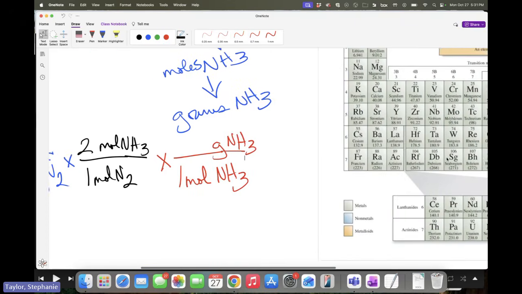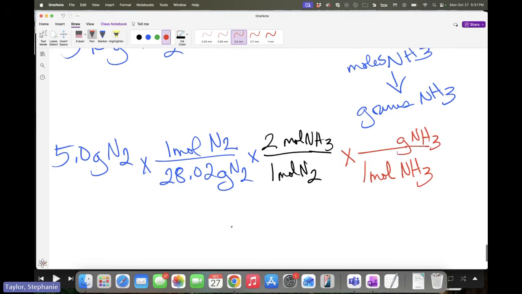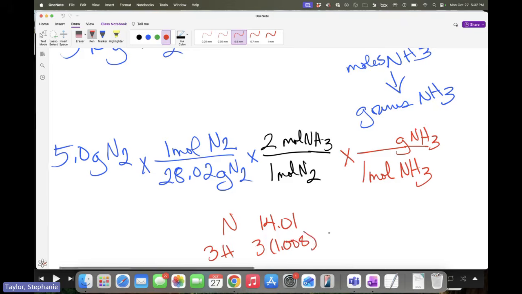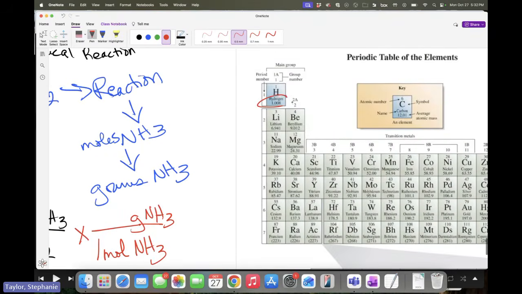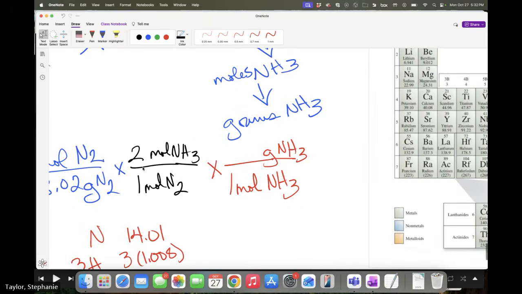So I'm back to my periodic table. So I'm back to that idea that nitrogen has an atomic mass of 14.01. There are 3 hydrogens, so you need to take 3 times 1.008. You do not have to have that memorized, but it is the number that's right there. So we wind up with a total of 17.034.